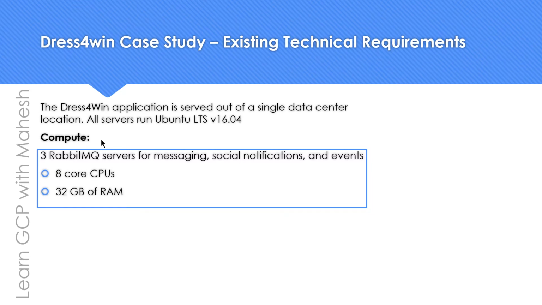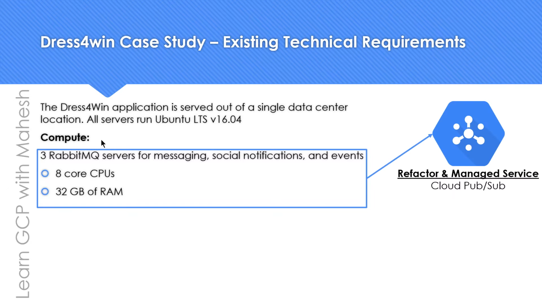The first option which strikes me is a refactored version and a managed service, which is Pub/Sub. Pub/Sub is GCP's real-time messaging service. So using this would be one of the options. Because Pub/Sub and RabbitMQ are 2 different products, they may not be compatible. You may need to refactor the code. That is the reason I have mentioned it as refactor.